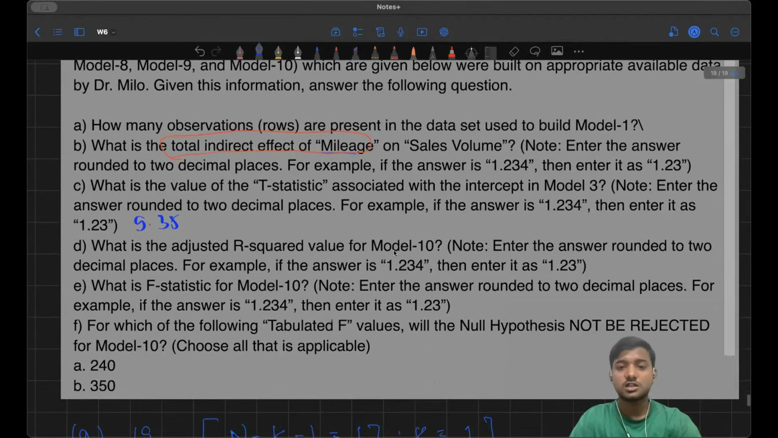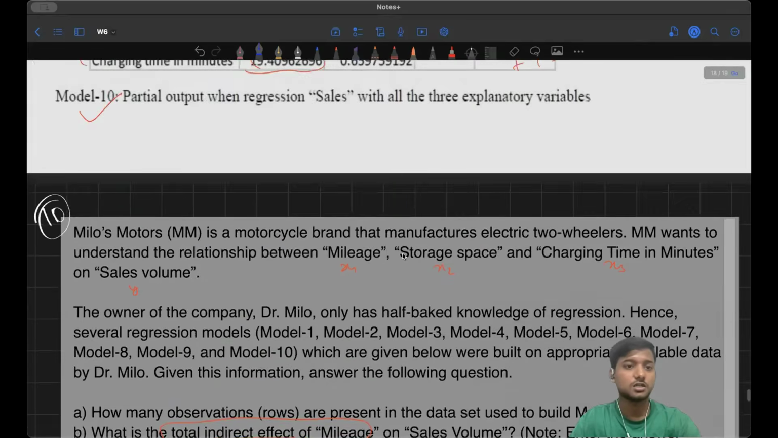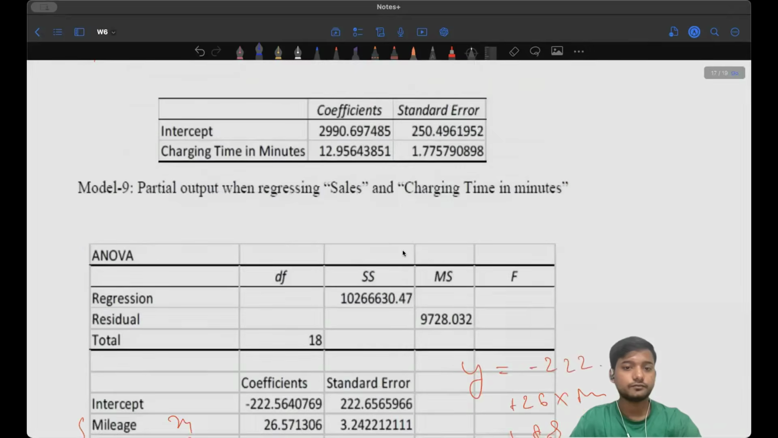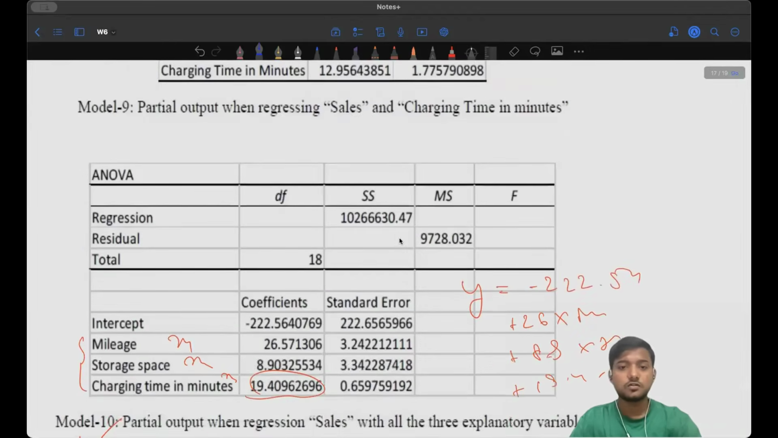D is what is adjusted R square value for model 10. So let's see model 10. What do we have? Adjusted R square. So for this, if you see here, you have mean square here, right? Degree of freedom would be what? For regression, it would be 3, because you have 3 input variables, right? So it would be 3. What would be residual? So 18 minus 3, this would be 15, right?